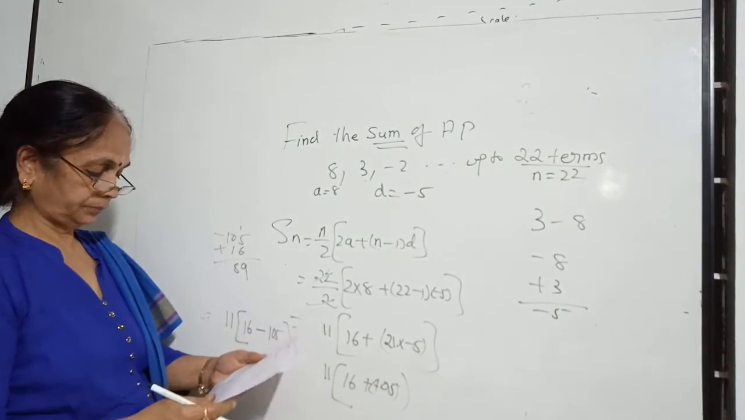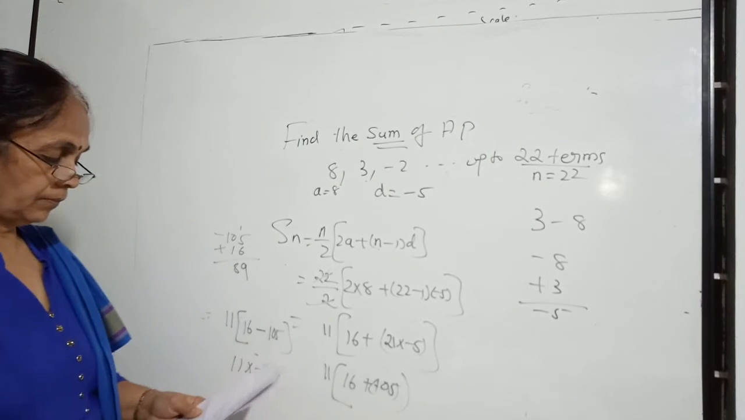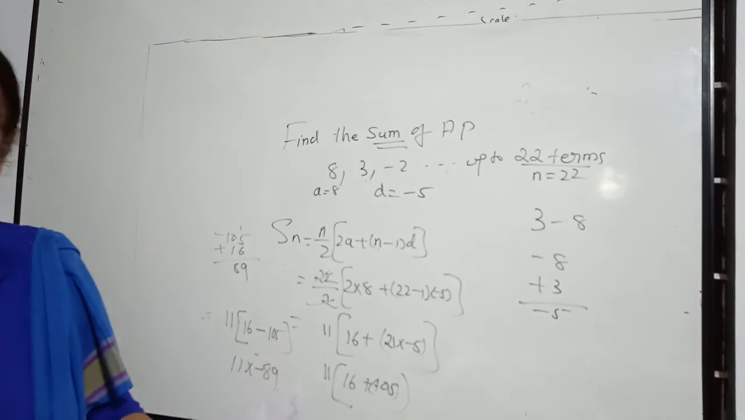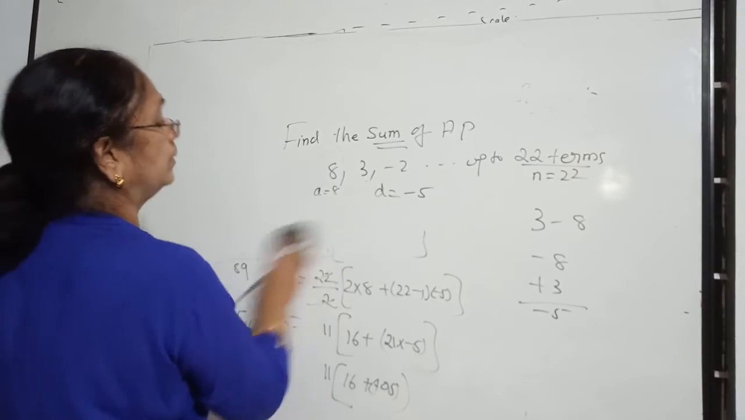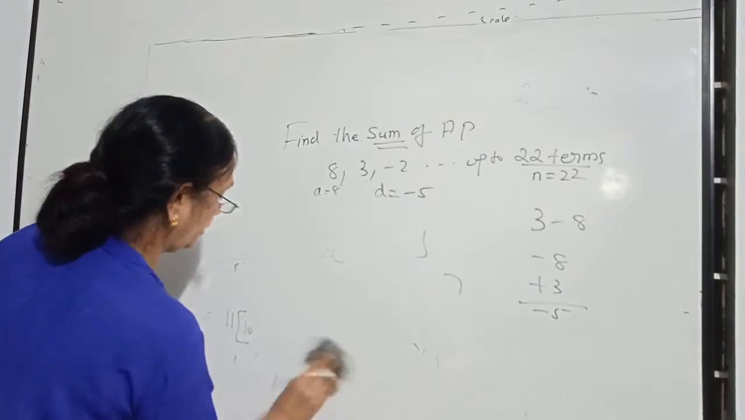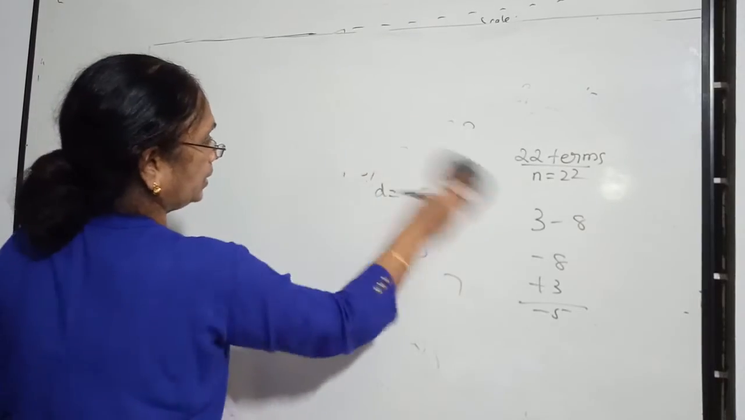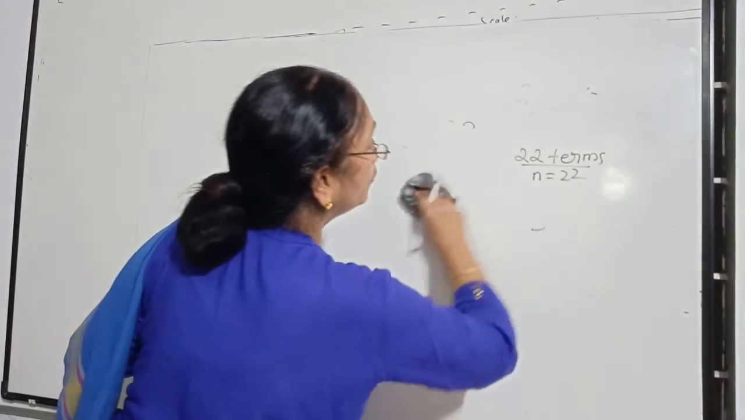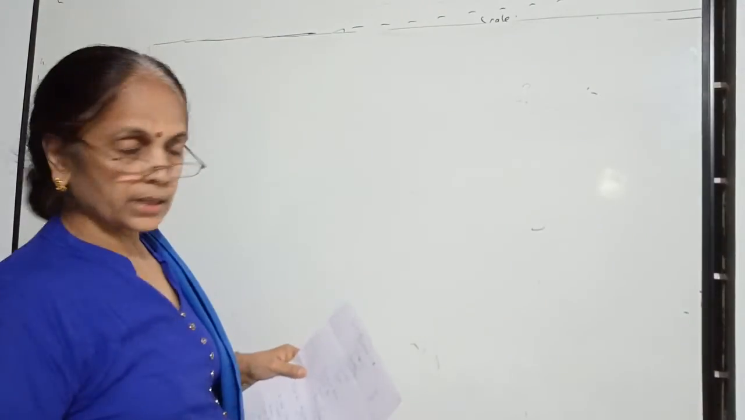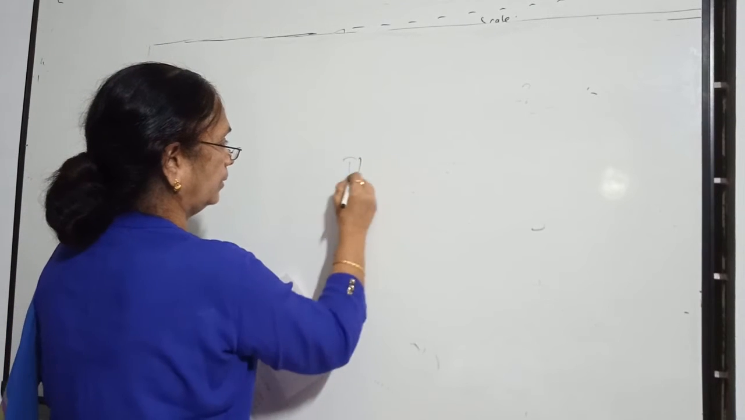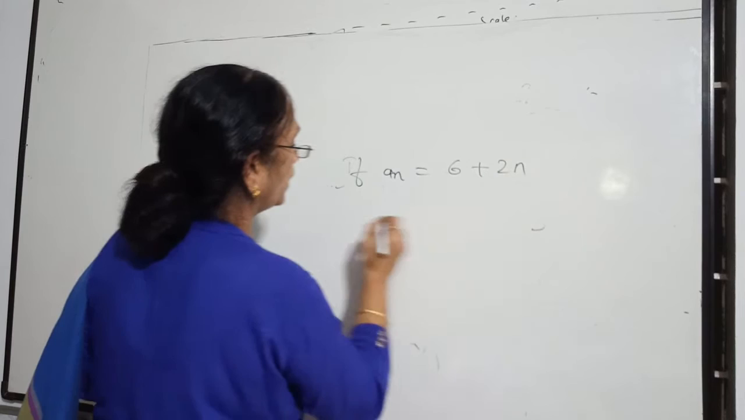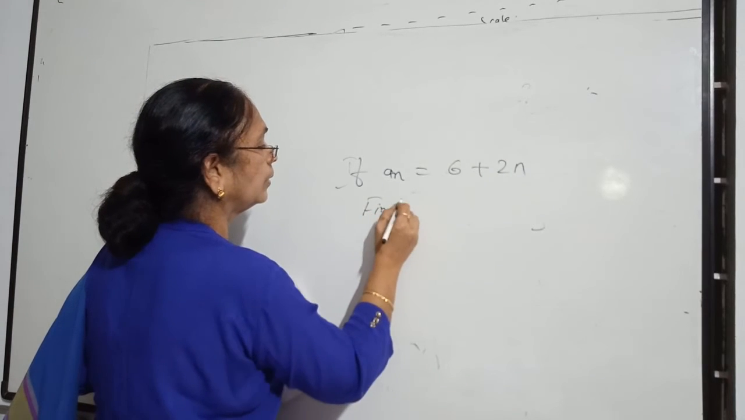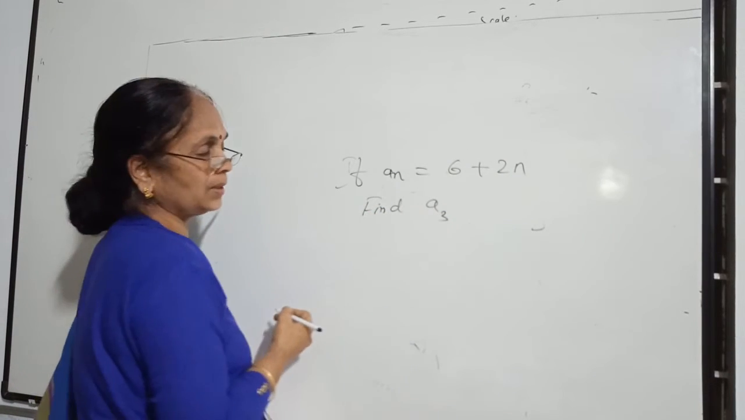Okay. Now, one more question on this. If this is very simple, don't get confused, just write down the answer. If a n is equal to 6 plus 2n, find a3. What is the meaning of this?